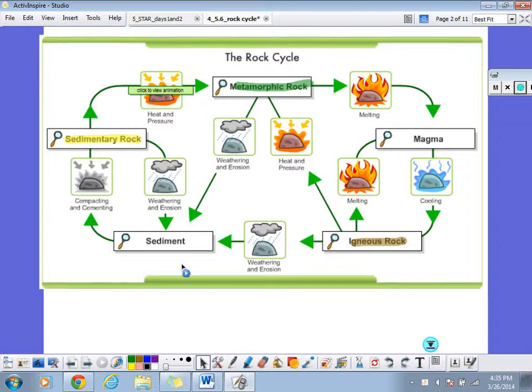But the cool thing is that sedimentary rock can turn into metamorphic rock, and metamorphic rock can turn into igneous rock. And igneous rock can turn into metamorphic rock, or it can turn into sedimentary rock. And then the sedimentary rock can turn into any of the types of rocks as well. So this is called the rock cycle. Rocks don't really stay the same. Over thousands and millions of years, they all change into one another. And today we're going to learn how they do that.